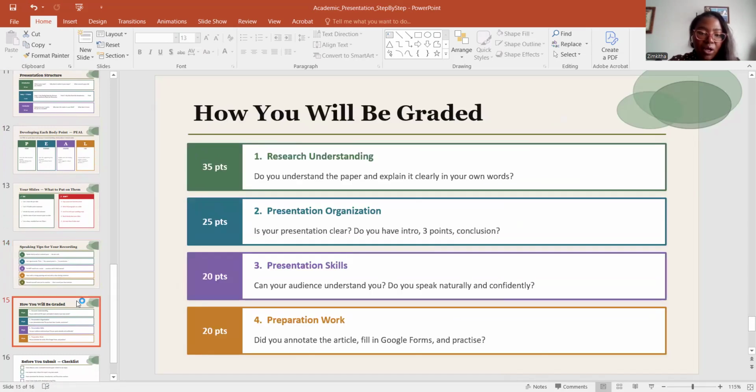Right, let me just move along. How will you be graded? There is a rubric I'm going to use. You're going to look at the research understanding. So obviously through your slides and through your recording, I will be able to see whether you actually understand what you're doing. You're going to look at presentation organization. Is your presentation clear? Is it neat and tidy? It is not wordy. It doesn't have tons of things on there. Does it have a clear introduction, 3 points, and a conclusion?